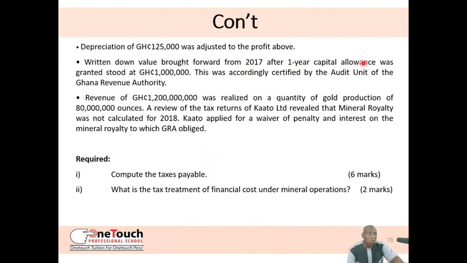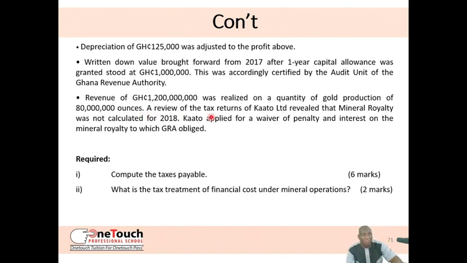Because if 1 year is gone already, then divide this one by 4 and you get 250,000, and that's the capital allowance for the 2018 year of assessment. That's all. Revenue of what? 1.2 million was realized on a quantity of gold production of 8 million ounces.